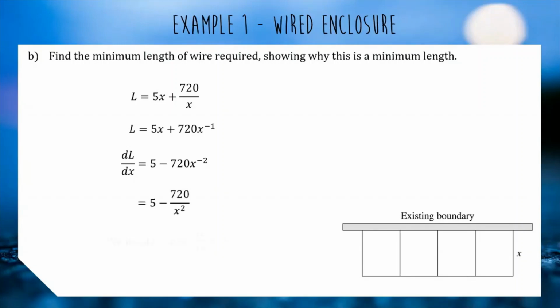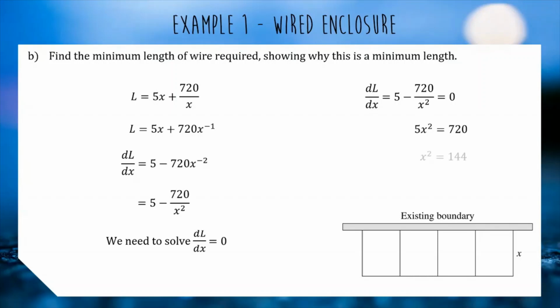And now, like I said, we're trying to solve where that is equal to 0, because that's where your stationary points will be. So we're solving first derivative equal to 0. We can add the 720 divided by x squared across. We can multiply the x squared across to the left. Then we can divide both sides by 5, get 144, and then we can solve for x by just taking the square root.